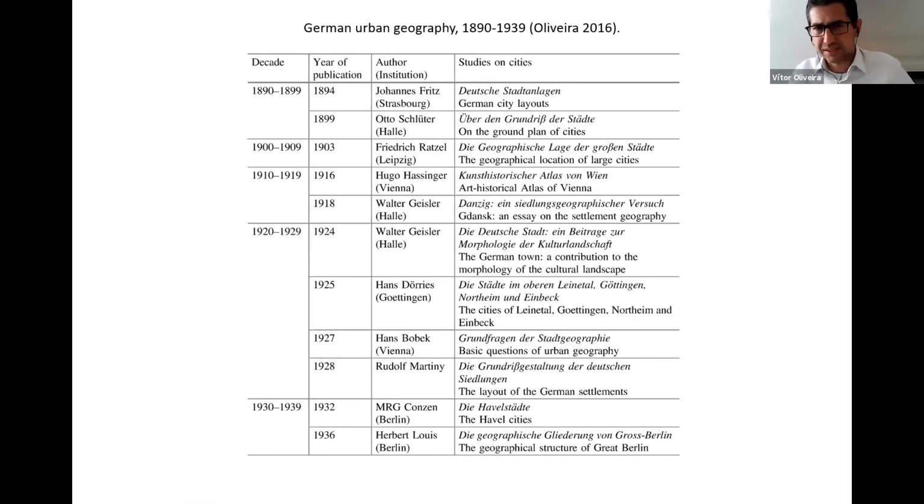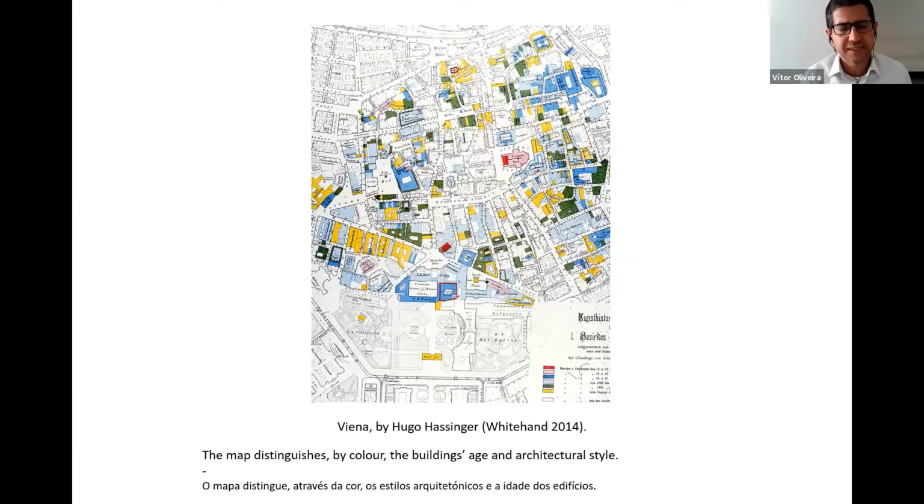So everything started in the end of the 19th century with the work of a number of geographers and some historians in Germany, in Central Europe to be more correct. And this table just gives you an idea of some main works that have been developed in about 4 decades. So here you have just the titles, which give you a flavor of what this research was all about. German city layouts, on the ground plan of cities, the geographical location of large cities, and so on. What makes these studies so relevant? They started to introduce a new perspective on cities, and they share a common ground.